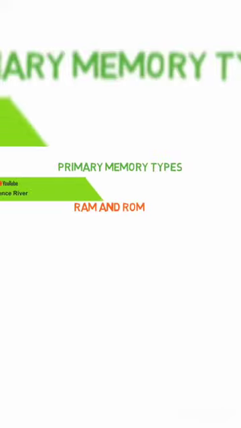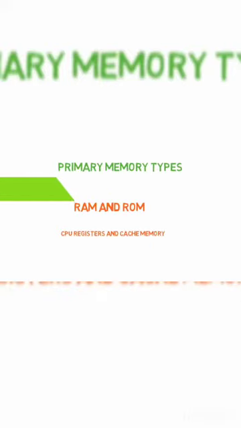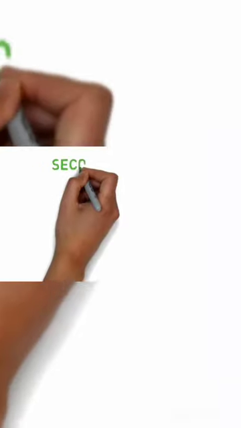The main two types of primary memory are RAM and ROM. We will talk about this in a while. We'll also talk about CPU registers and cache memory, which is also a form of primary memory. Before that, let's get a general idea of secondary memory.